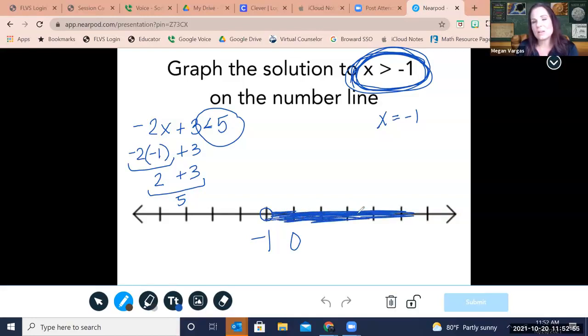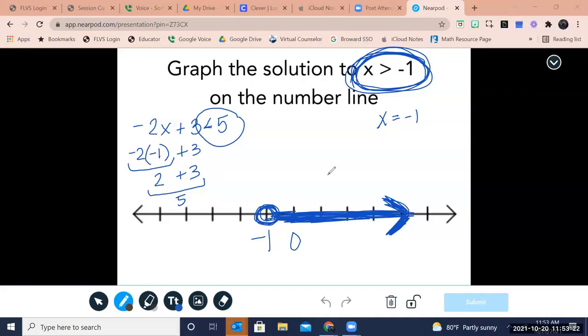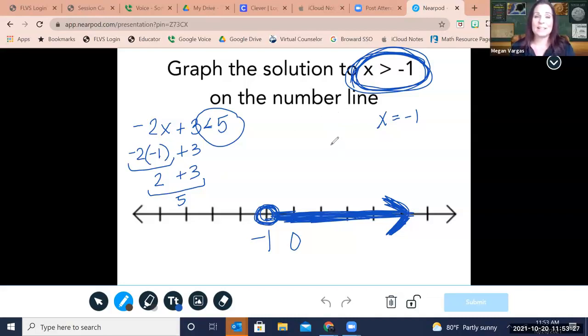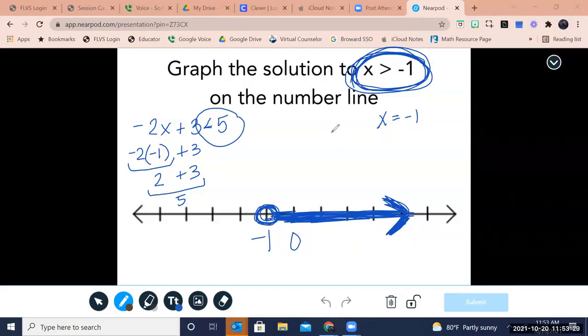I know this is a very messy shading job I'm doing here, but we're going to shade like that. Your arrow does not need to be as thick as mine, but we're going to put an open circle on -1, and we're going to shade all the numbers that are greater than -1. Do we have to write that on our page? You should write that down, yeah.